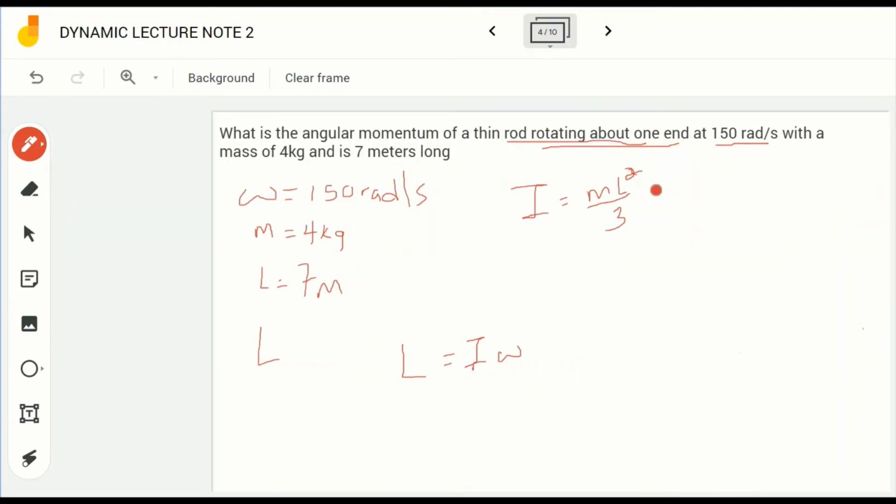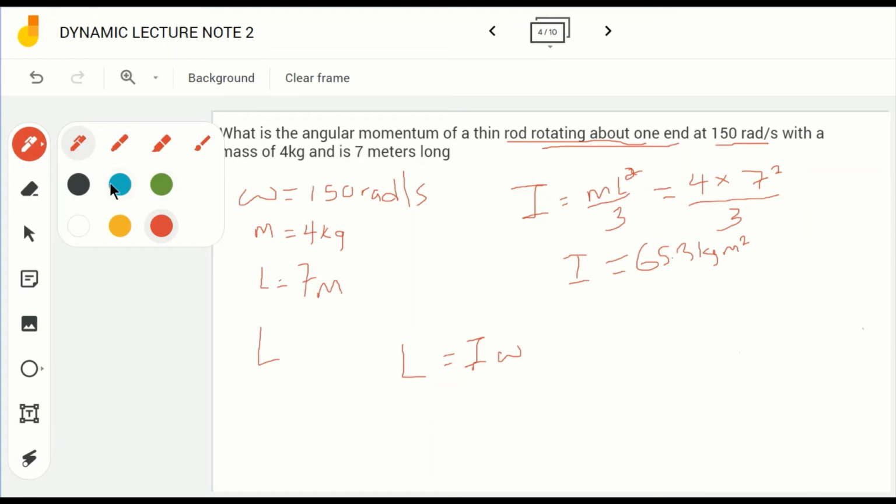Okay, so what next? I can log in my data. My mass is 4, times my length of the rod, 7 squared, over 3. So therefore my moment of inertia is given as what? That will give us 65.3 kilograms meters squared.